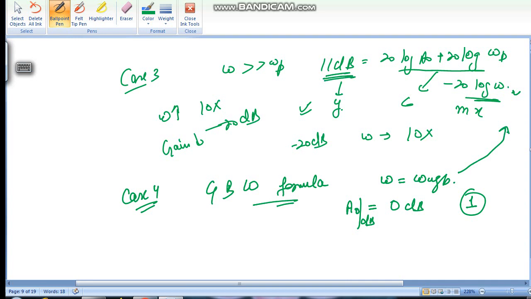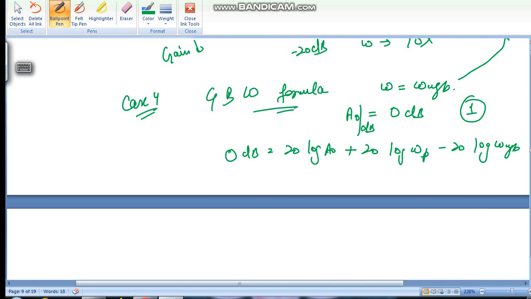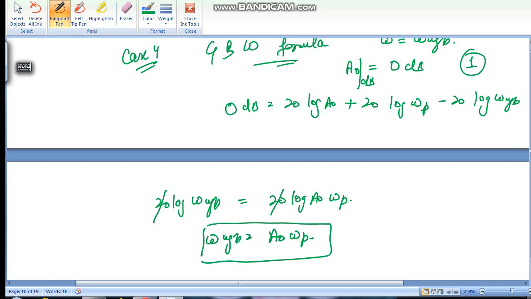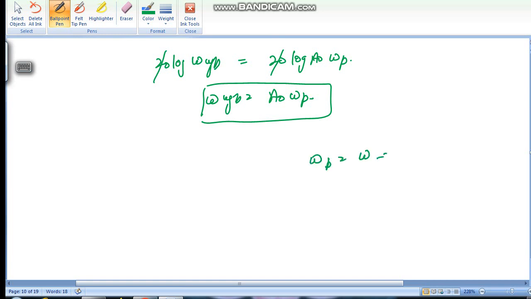So this is our magnitude in dB, which is 0 dB, equals 20 log of the DC gain, plus 20 log omega p minus 20 log omega UGB. Now we can write 20 log omega UGB equals 20 log A naught omega p. Because these are added, it becomes a multiplication, and we took the UGB term to the left side, so the 20 and the log cancel: omega UGB equals A naught omega p. We have seen omega p equals omega minus 3 dB as well, because this is the 3 dB frequency.